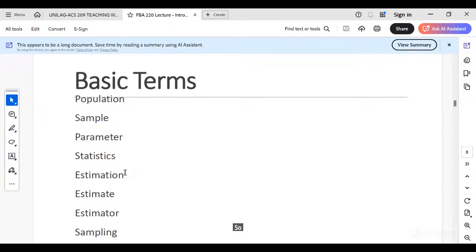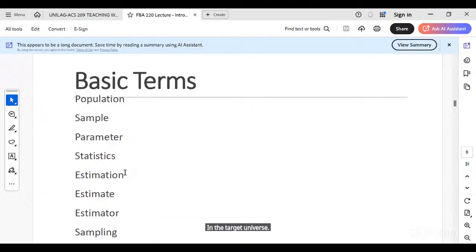So if it is known, there wouldn't be any need for a sample. But because it is unknown, that is why a sample will have to be taken so that the parameter can be estimated. So estimation is the procedure by which population parameters are estimated. And one of the ways of estimation is to take a sample, observe the sample, and then do your estimation.